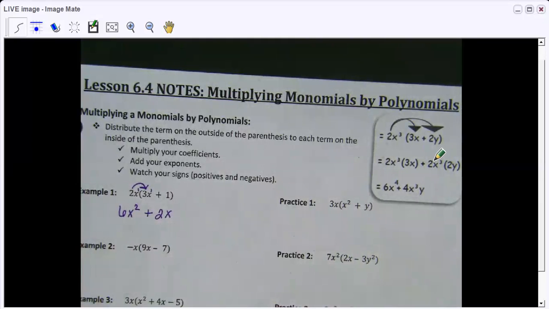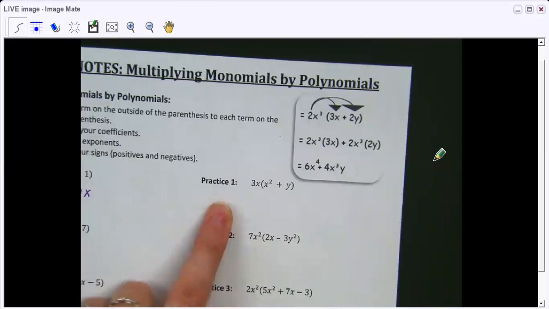Okay, now I did an example. I want you to do the practice. So everybody do practice one on your own. There doesn't need to be any talking.